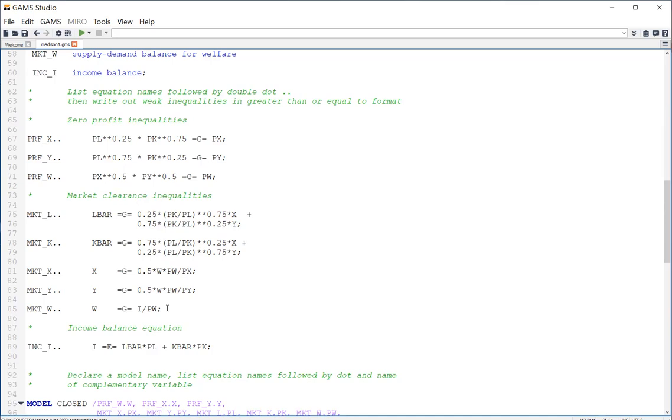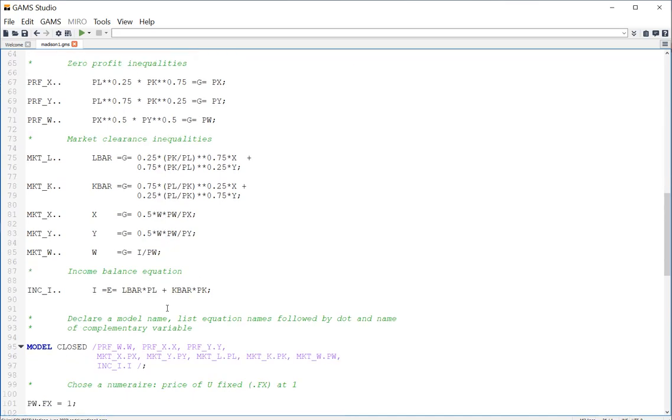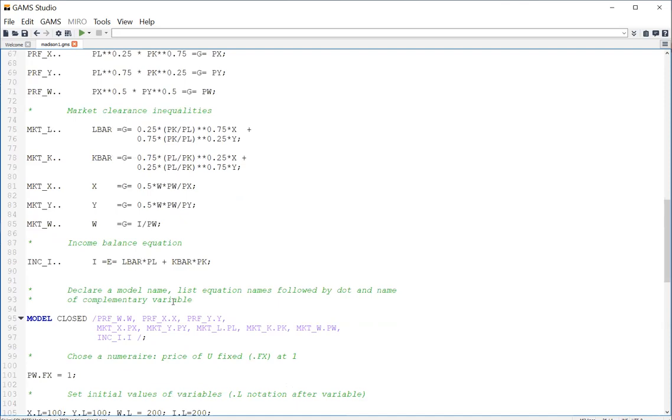And then the supply of welfare equals income divided by the price index, the minimum cost of buying 1 unit of utility. And then income is just derived from selling capital and labor to the market. You can extend this to endogenous labor supply quite easily. I have that labor-leisure choice model in my model library, so it's there.